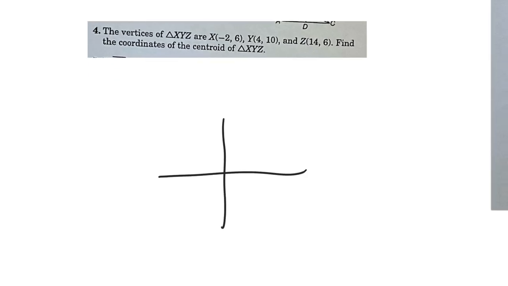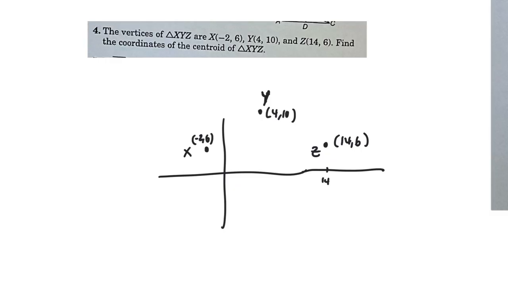X is at -2, comma 6. That would put it around here. Y is at 4, comma 10. That will put it about here. That's a Y, by the way. Z is 14, comma 6. Okay, the fact that that's the same Y coordinate as this one makes me happy.